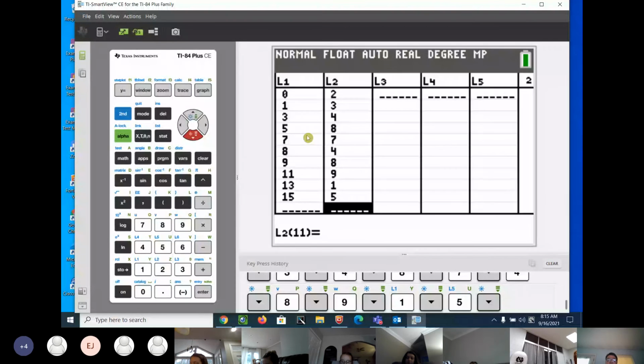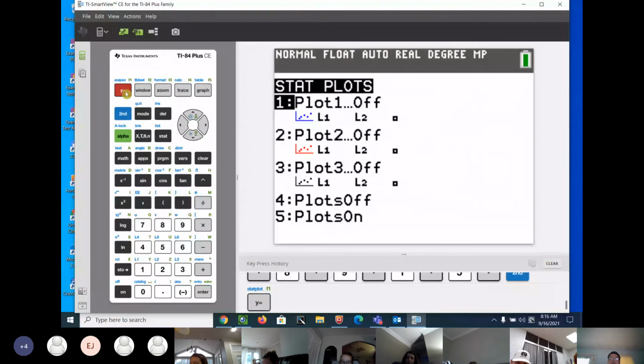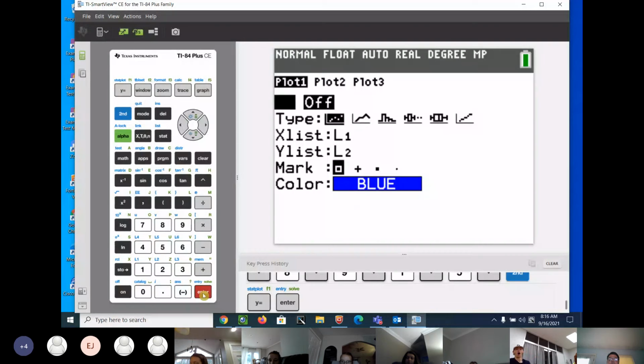All right, so what do you do next? Well, you hit second, y equals. Click the enter button to enter that number 1. Hit enter to turn it on. It is already defaulted. Make sure you write this down. The calculator automatically defaults to a scatterplot, L1, and L2. Everybody with me? It automatically does that. So all you got to do is hit graph.